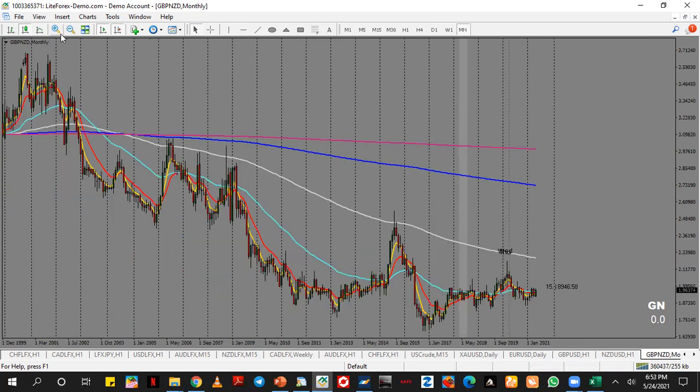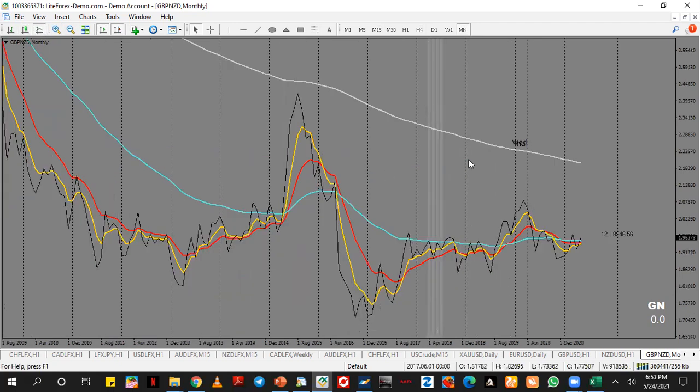So this is the monthly time frame, and we are looking at areas of support. We have an area of support down here and areas of resistance.